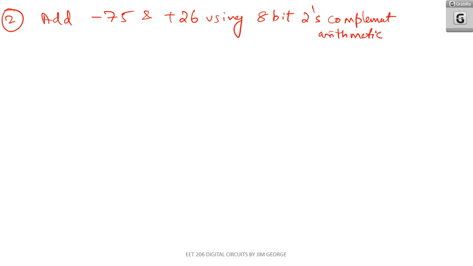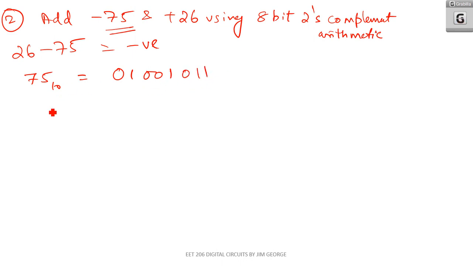So here you need to get 26 minus 75. You already know that the answer will be negative. That is the first impression we are having. Now first you convert 75 to binary. I'm not going to give the entire steps. So 75 to the base 10 in 8-bit is given by 0, 1, 0, 0, 1, 0, 1, 1.